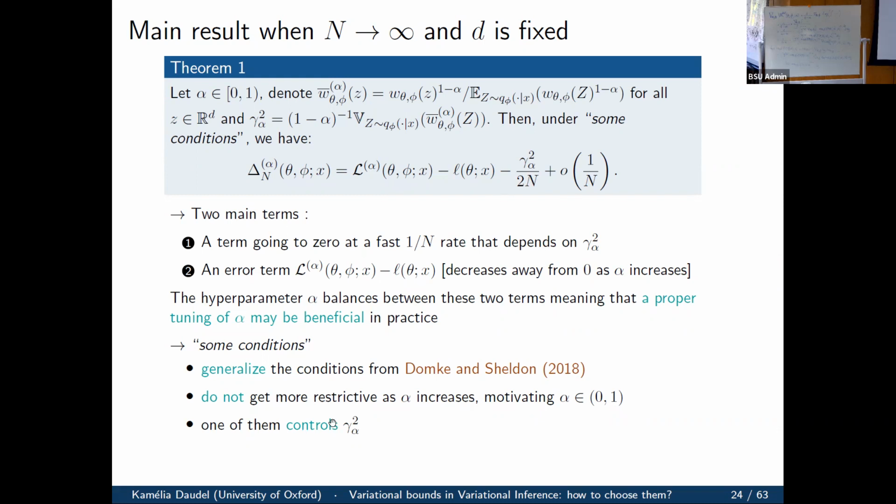All right. Silly question. I'm stuck on point 2. Yes. An error term VR minus L decreases away from 0 as alpha increases. So I'm going to ask you a question in return. What happens if you take alpha equals 0 in that error term? This is the VR bound. It's just the ELBO. Is that what it converges to? I don't remember what it converges to. What is the VR bound when alpha is 0? Remember.